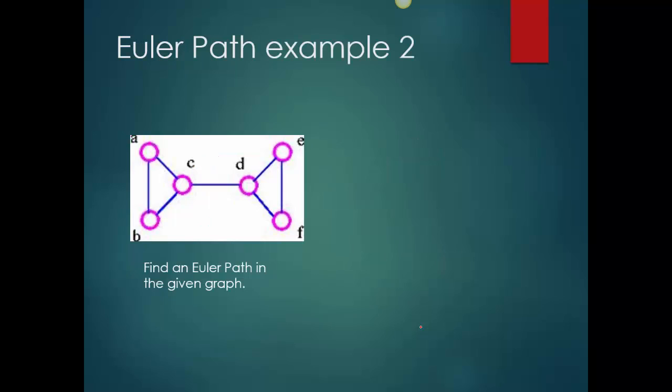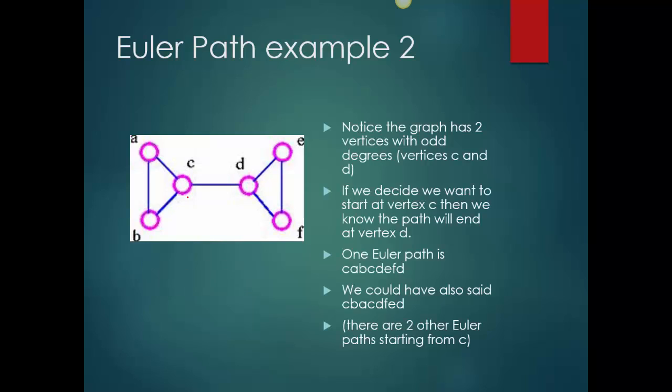So here I gave you this graph, and I said, well, let's find an Euler path. Same thing I should do every time. I should say, well, let's look at the degrees of each one of them. So I can see this is 2, 2, 3, 3, 2, 2. So the 3's, that's where I want to start. So I'll start at C and end at D, or I'll start at D and end at C. So I chose, how about we start at C?